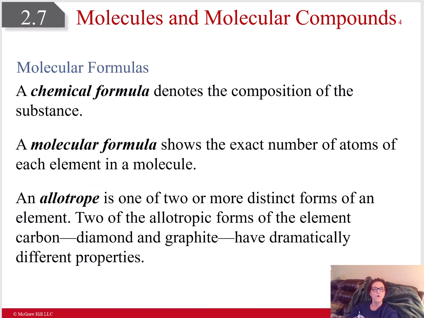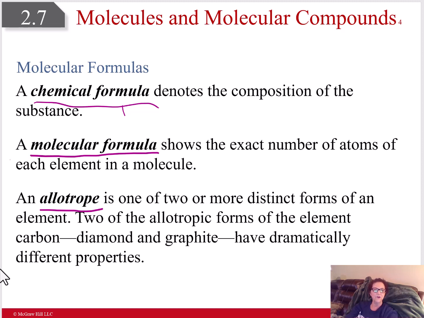So a chemical formula denotes the composition of a substance. A molecular formula is the exact number of atoms that each element has. An allotrope is one of two or more forms of the element.